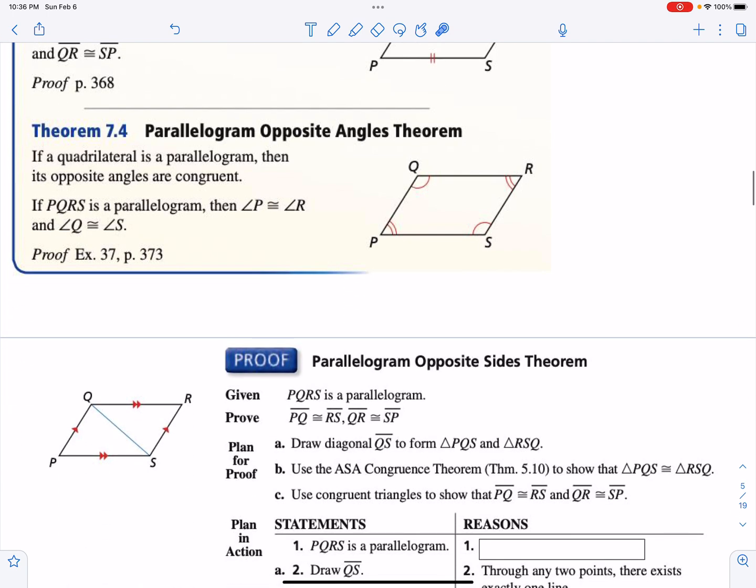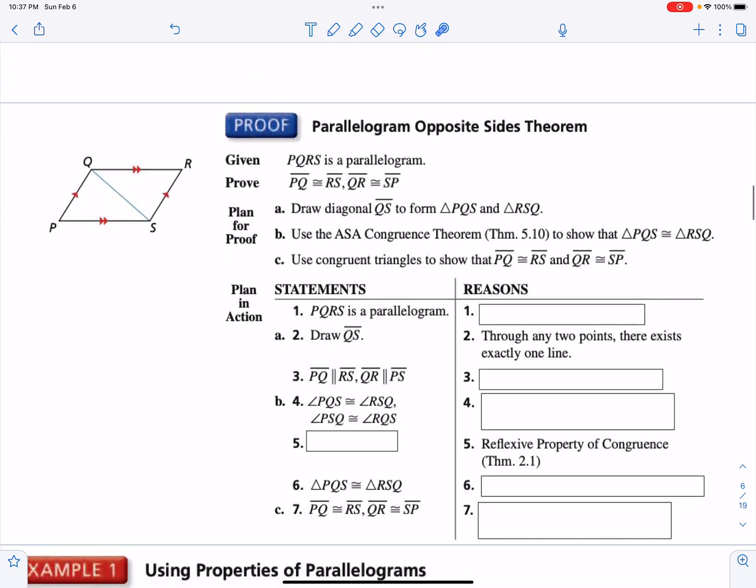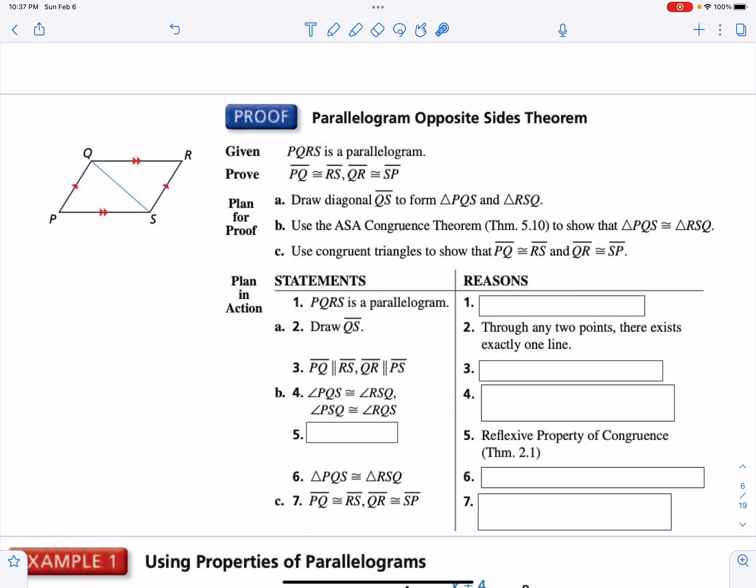So for the proof that opposite sides are congruent, again, what we end up doing is using some definitions of triangles. Our first statement in these is always given. And I tried to set these up so that they wouldn't be too terribly tough. Through any 2 points, there exists exactly one line. That's just the definition of a line. But in there, we're given that those opposite sides are parallel. Again, that's by the definition of a parallelogram that we just learned about.